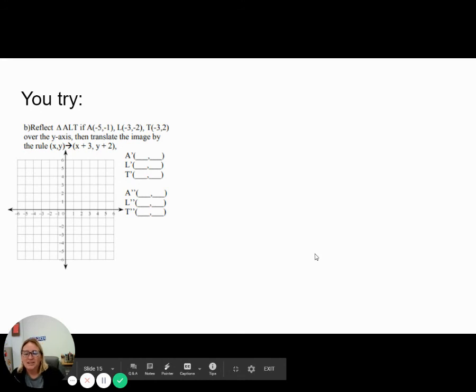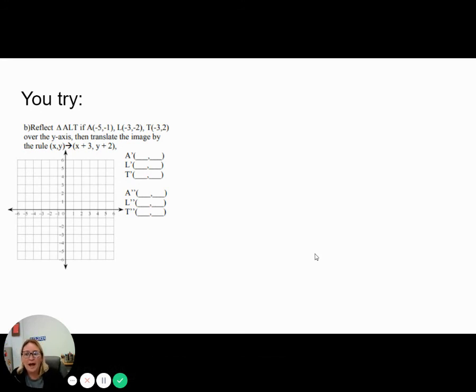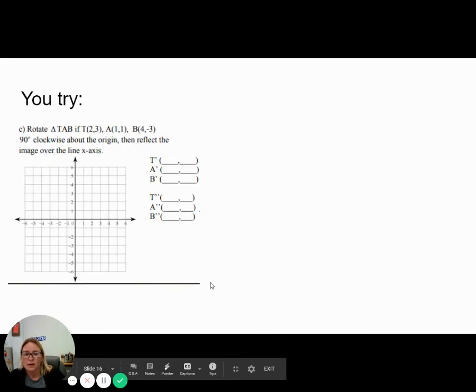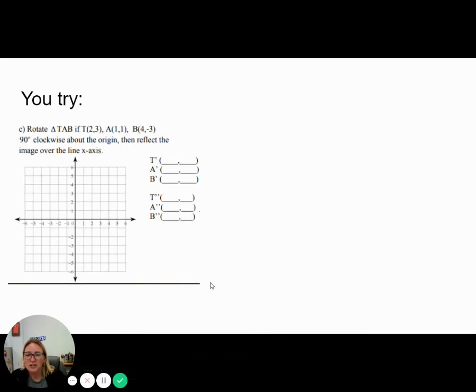Okay, so here is another one. We're starting with points, and you are now going to reflect first and then translate. Okay, so reflect first and then translate. Okay, so here's the last one you guys are going to try. This one is a rotation of 90 degrees clockwise and then a reflection over the x-axis. So rotate first and then reflect.